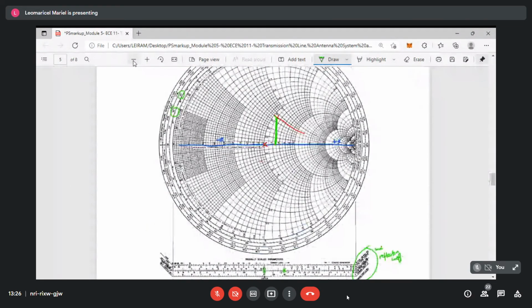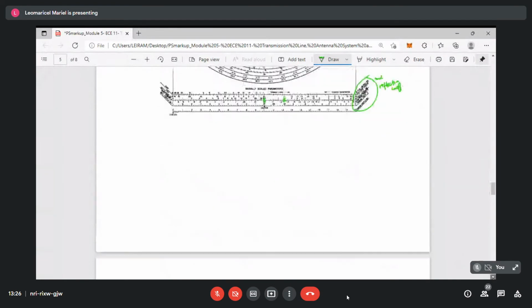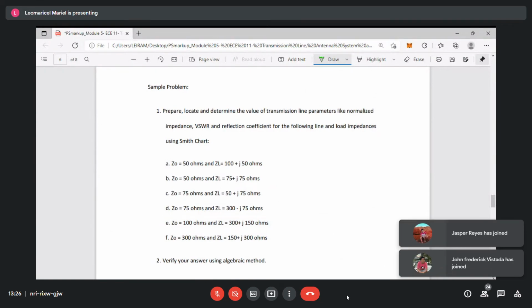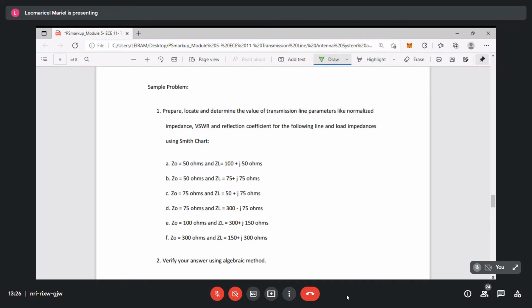Mas maganda siguro makita nyo sa YouTube video, no? So kung sa YouTube video naman, para makita nyo lang, okay? So pag-aralan nyo ito, so these are the sample problems. Prepare, locate, determine the transmission line parameters, normalized impedance, VSWR, reflection coefficient, for the following. So ito yung sinasabi ko sa inyo, ibibigay ko sa inyo yung mga values.